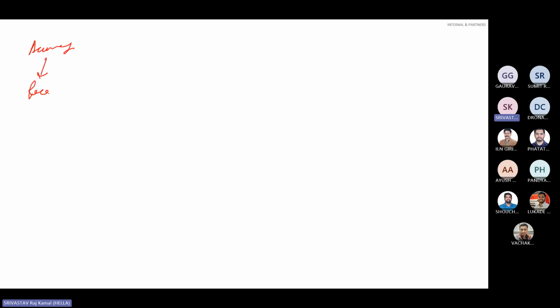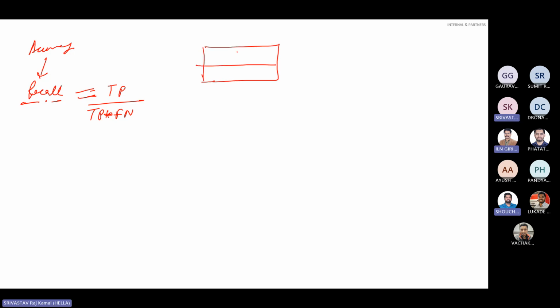Is this part clear? Whoever named this confusion matrix, he was really right. This is not so clear. Sorry, which part? Whoever named it confusion matrix, he was really clever, that guy. Yeah, really confused. Please, just one minute, sorry.